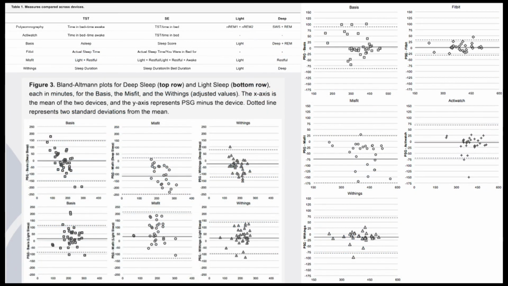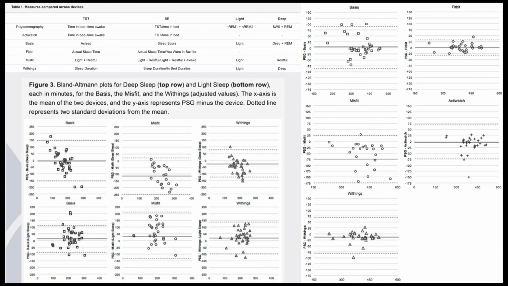So in this slide, we explored a comparative study between the reference PSG and 5 different wristwatch actigraphy devices. They compared the total sleep time, sleep efficiency, light sleep, and deep sleep, determined through the accelerometer about the patient's movement. The Bland-Altman plot measured the x-axis, which is the mean between the two devices, and the y-axis, which represents the differences between the polysomnogram and the device's result.